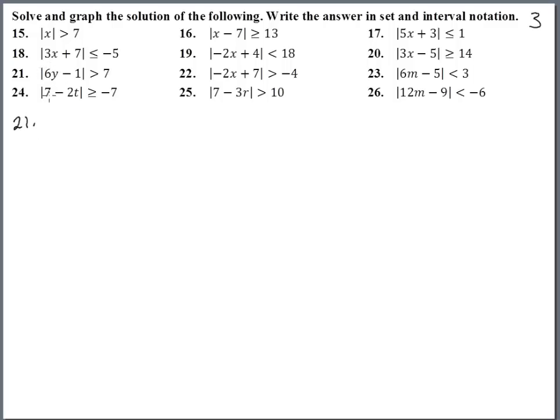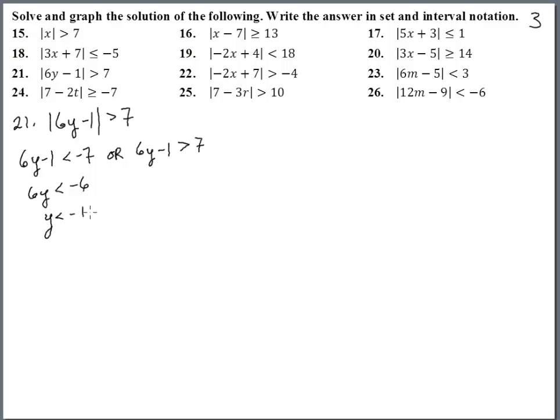Number 21. Absolute value of 6y minus 1 greater than 7. So this will split up into two equations. 6y minus 1 is less than -7, or 6y minus 1 is greater than 7. Add 1, we get 6y is less than -6, y is less than -1, or add 1 over there and we get 6y is greater than 8. Divide by 6, we get 8/6, or in other words, y is greater than 4/3.